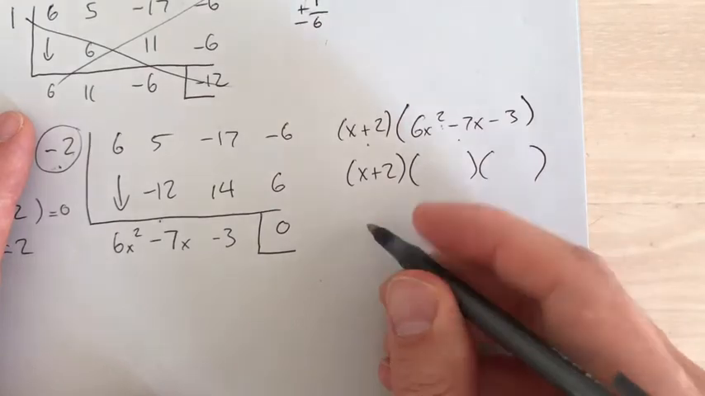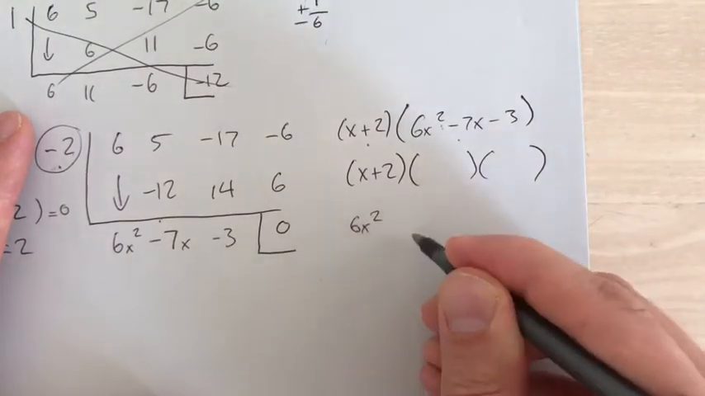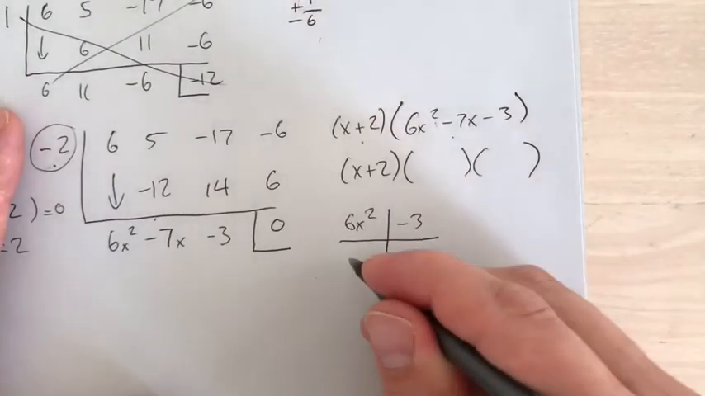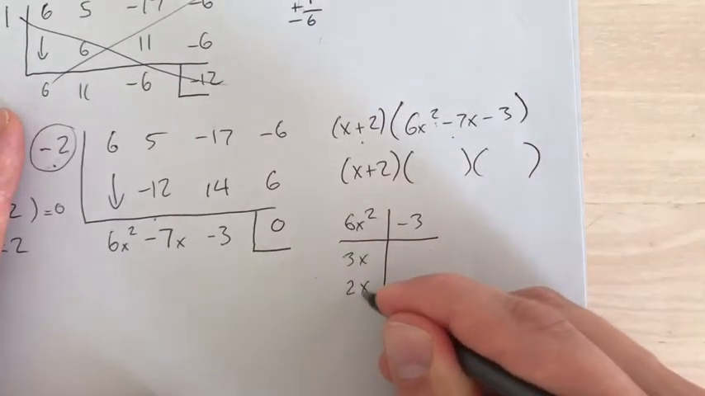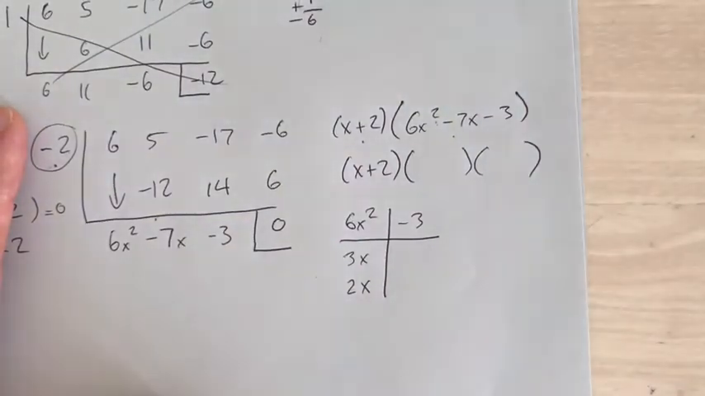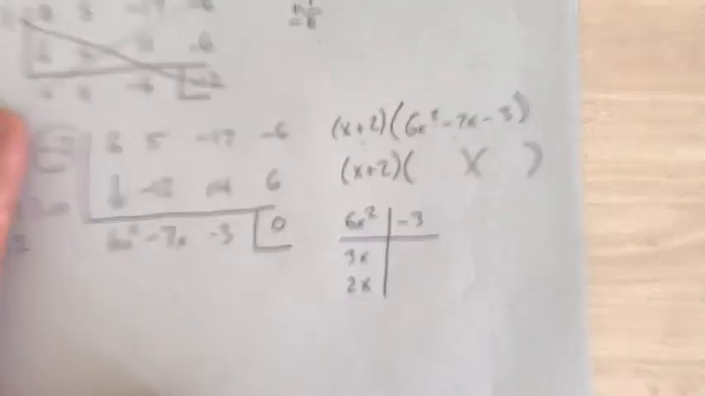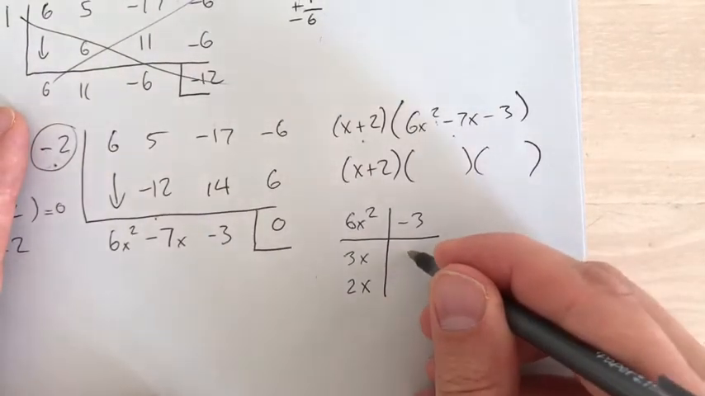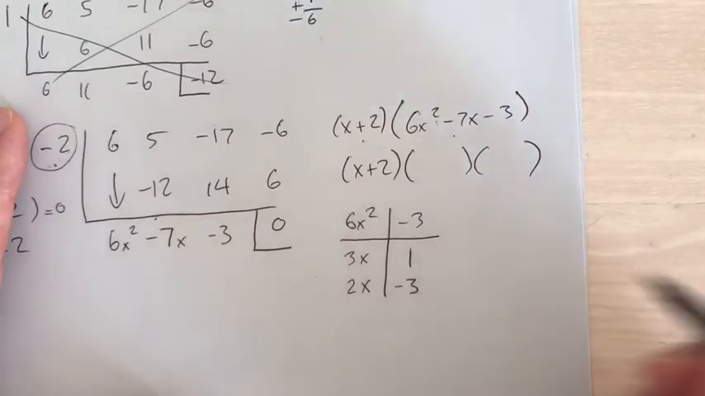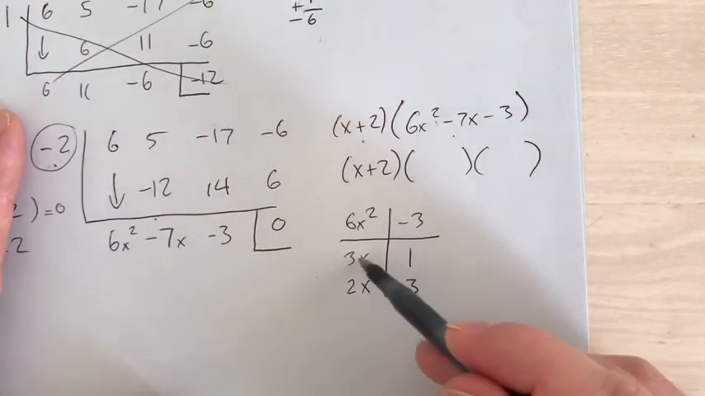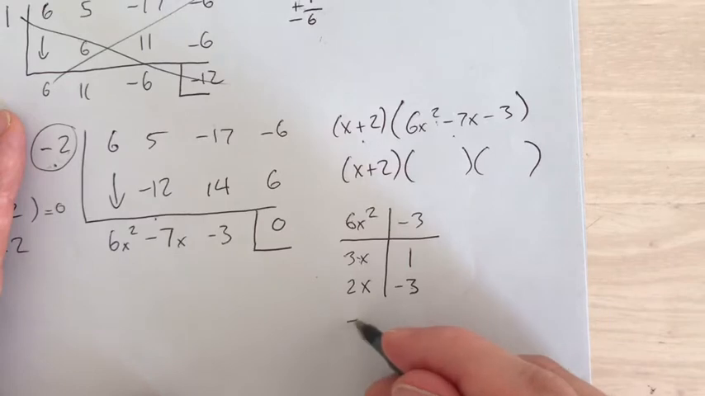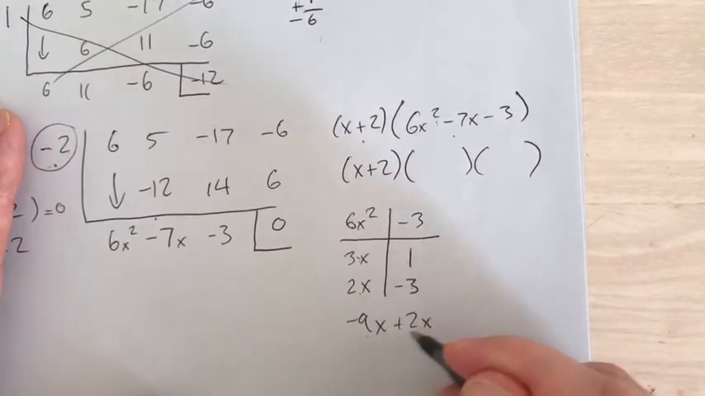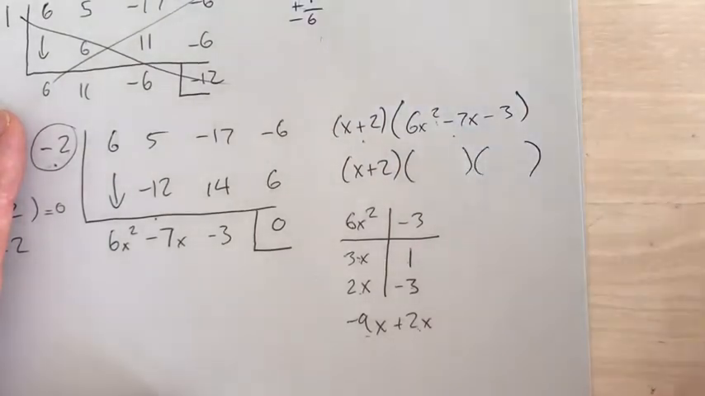So let's try the Japanese method for those of you guys who like to do that. So I need two things that multiply to get 6x squared. So that could be what, 3x and 2x. And then two things that multiply to get negative 3. So the only options here are 1 and 3. So I'm going to go, let's see here, 1 and then negative 3. To check your work again, you would crisscross. So 3x times negative 3 would be negative 9x. And then 2x times 1, which would be positive 2x. And you want to make sure that these two things add up to the middle, which they do.